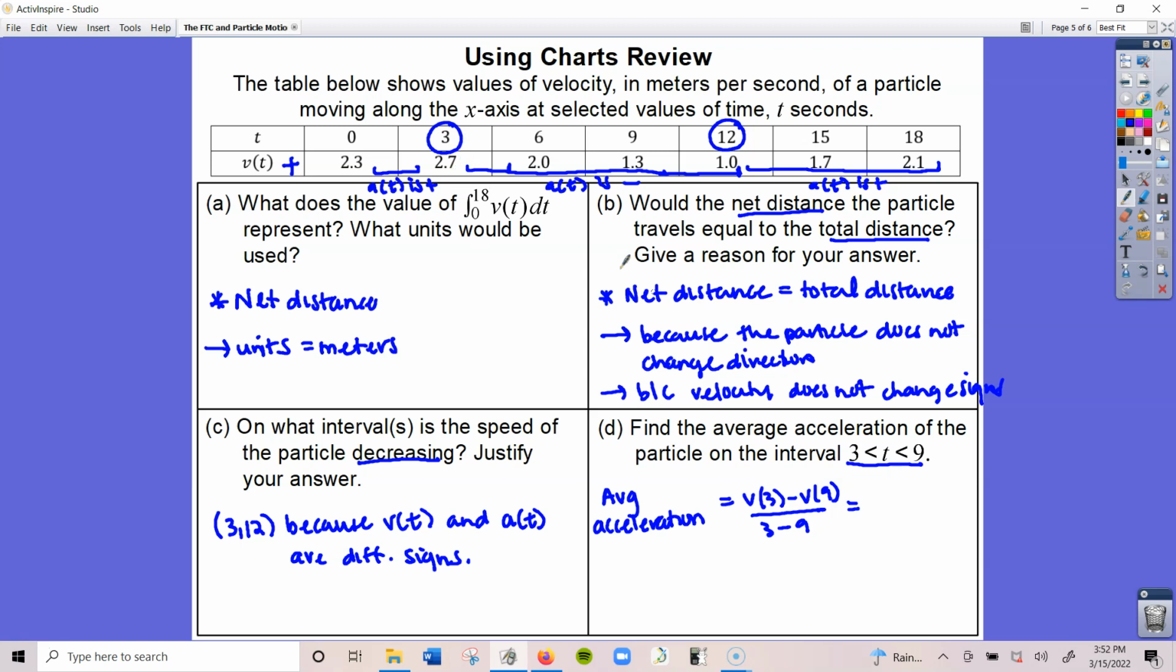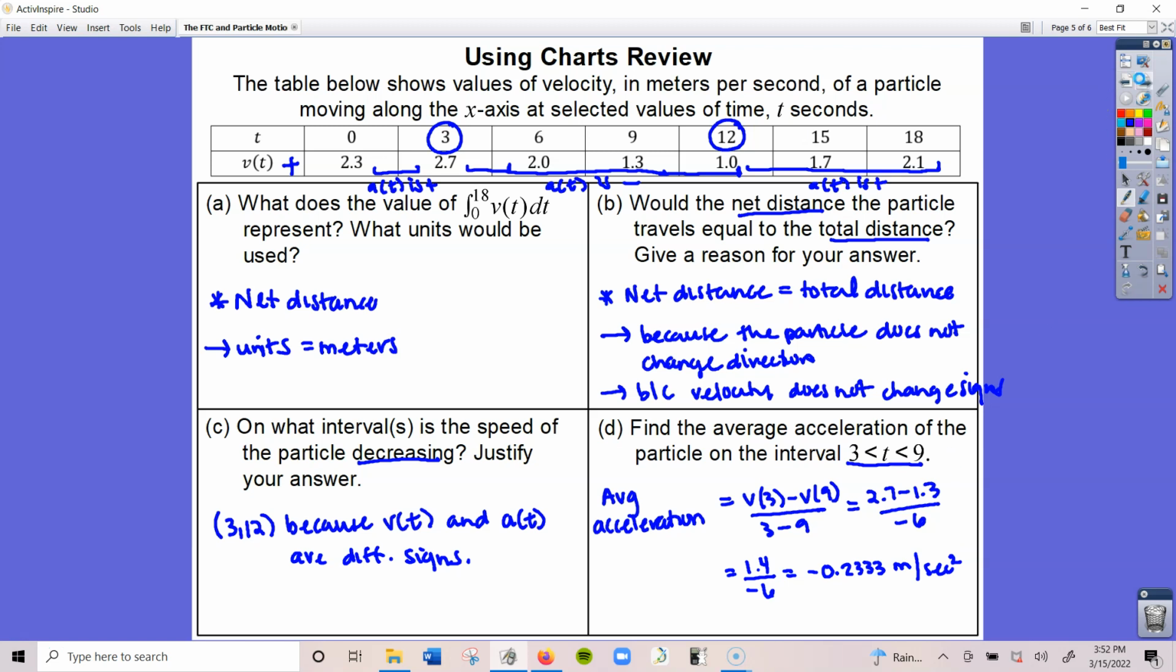V of 3 is 2.7, minus v of 9, which is 1.3, over 3 minus 9, which is negative 6. Now 2.7 minus 1.3 is 1.4. And 1.4 divided by negative 6 is negative 0.2333. And since this is acceleration, my units here would be meters per second squared.